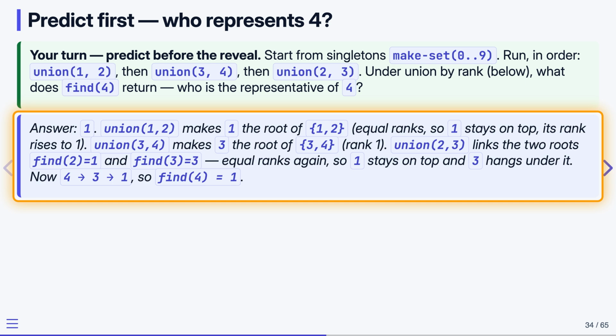So 4 points to 3 and 3 points to 1. That means find of 4 is 1. The trap is to chase the arguments and guess 2, but union links roots and find walks all the way up.